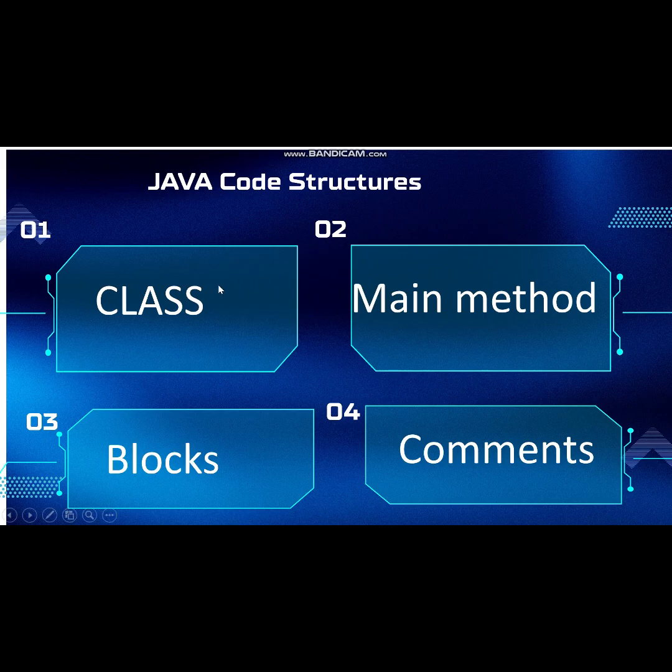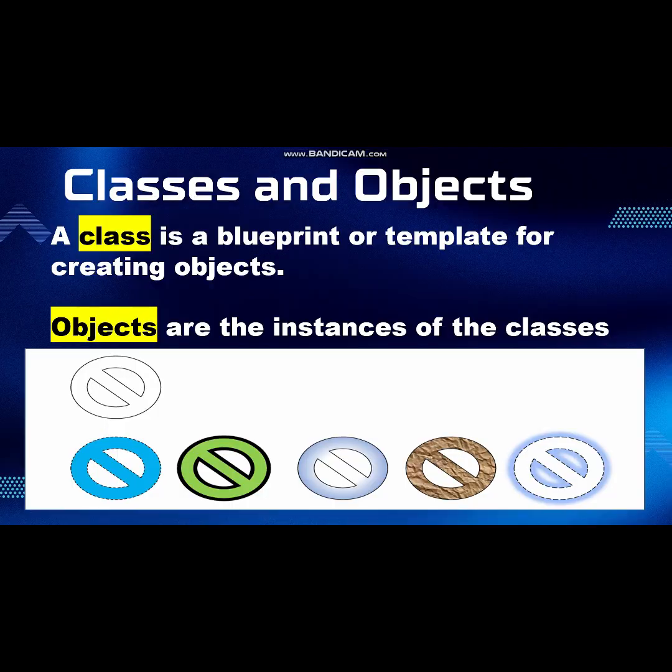The first one is class. Here you can see. The second one is the main method. You are familiar with these. The third one is block, and the fourth one is comment. Now let us see the detail of these things.